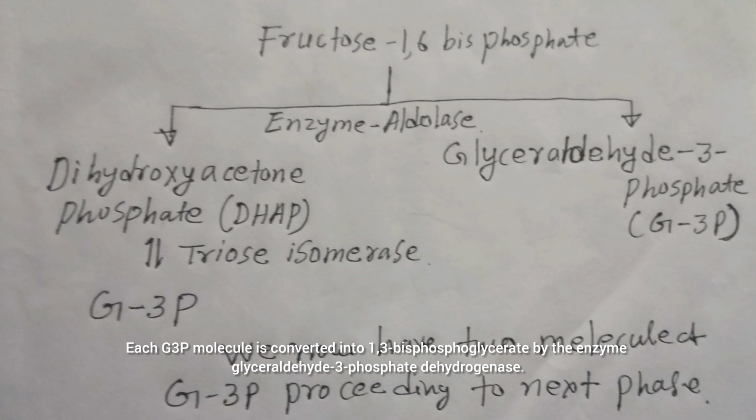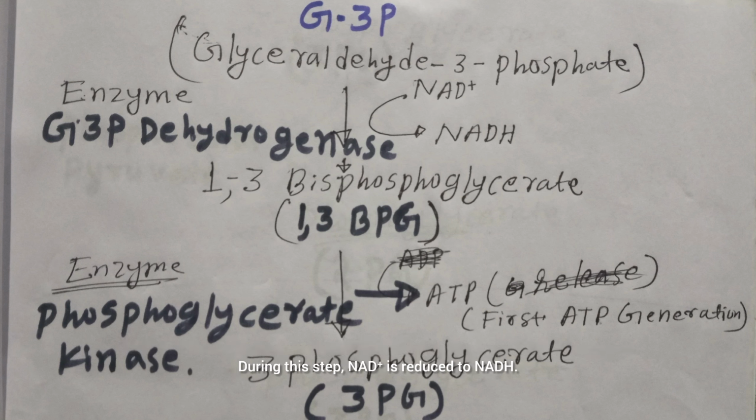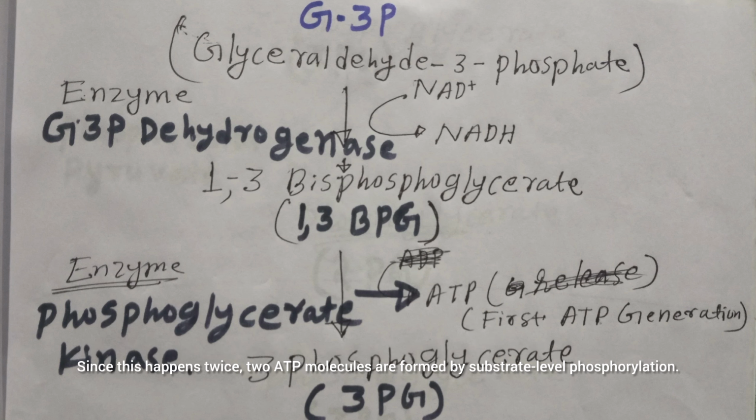Each G3P molecule is converted into one 3-bisphosphoglycerate by the enzyme glyceraldehyde 3-phosphate dehydrogenase. During this step, NAD+ is reduced to NADH. Then one 3-bisphosphoglycerate is converted into 3-phosphoglycerate by phosphoglycerate kinase, producing one ATP per molecule. Since this happens twice, two ATP molecules are formed by substrate-level phosphorylation.